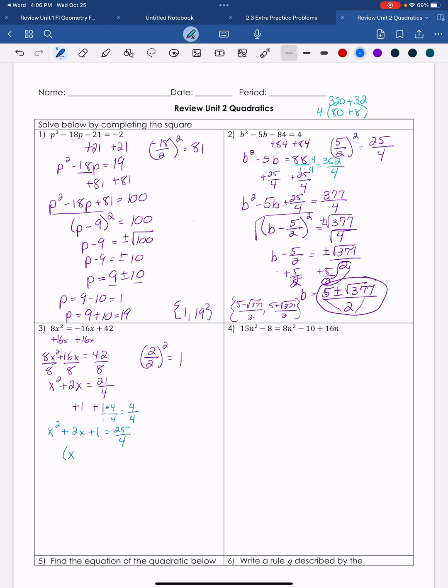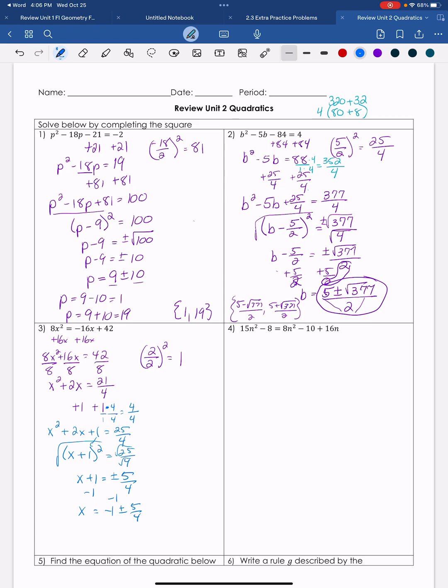I then factor this. This is x plus 1 squared. Remember, you take the square root of this, is equal to 25 over 4. I take the square root of each part. I end up with x minus 1, or x plus 1, excuse me, is equal to plus or minus 5/4. I subtract 1. I subtract 1. I have x is equal to negative 1 plus or minus 5/4.